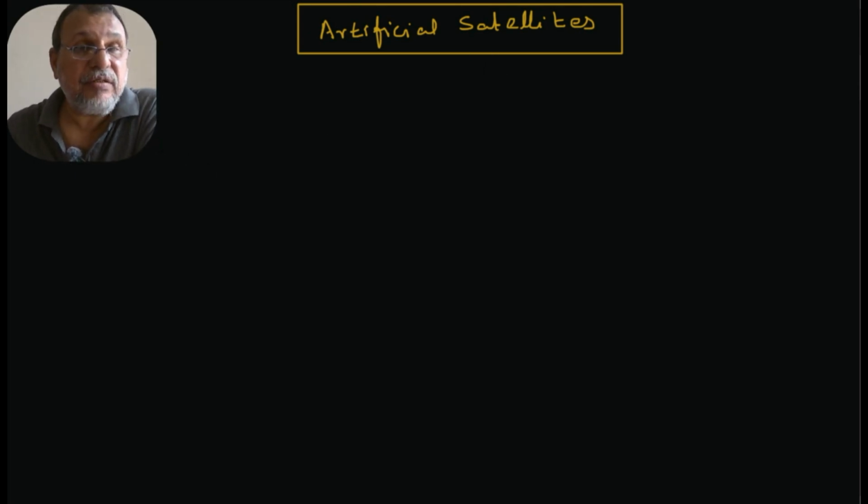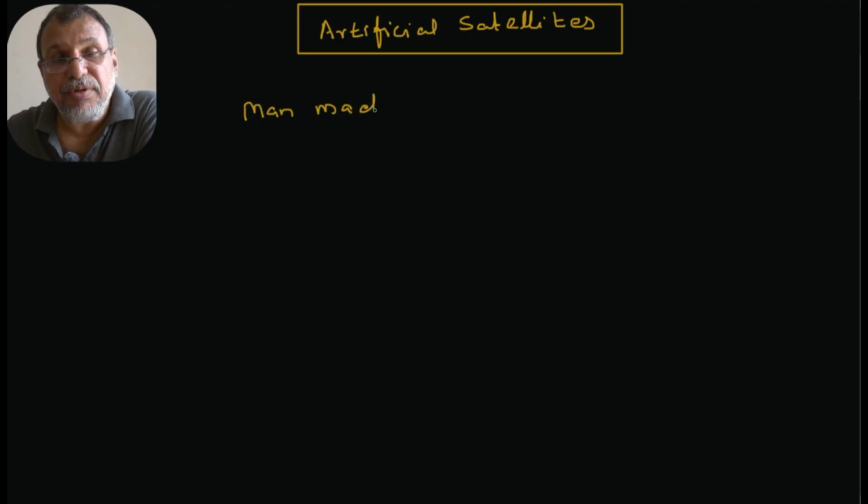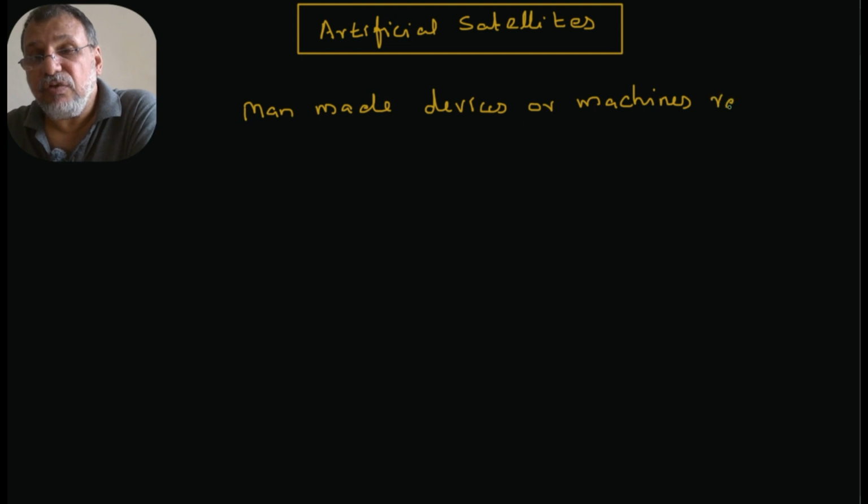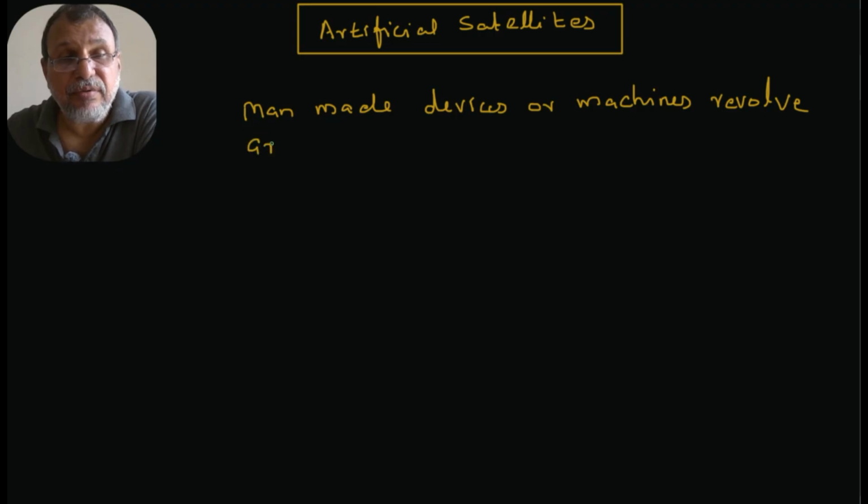Artificial satellites are man-made devices or machines that revolve around the Earth.